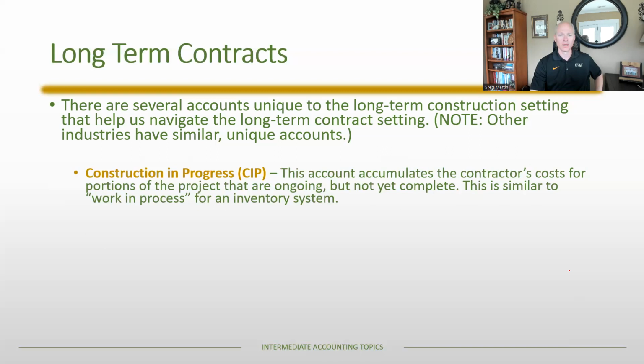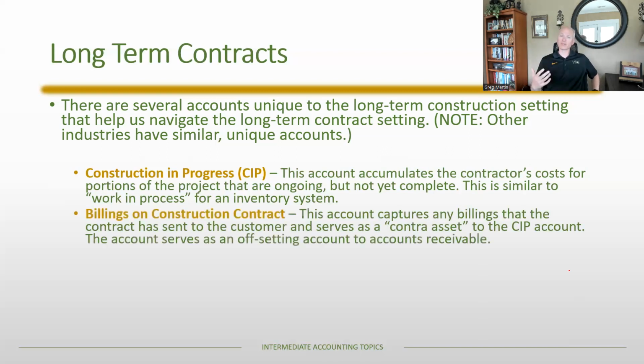particular project. At the same time, you're going to have these billings on construction contract account. As you bill on this project, you're going to be accumulating the billings. And that billings on construction contract, it's actually a contra asset.